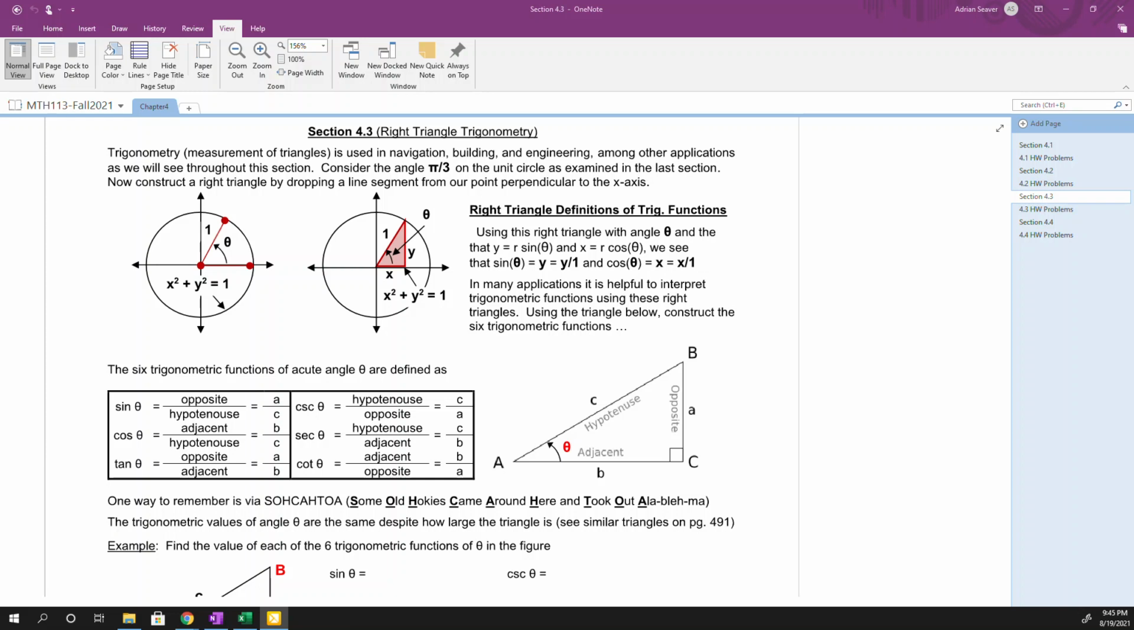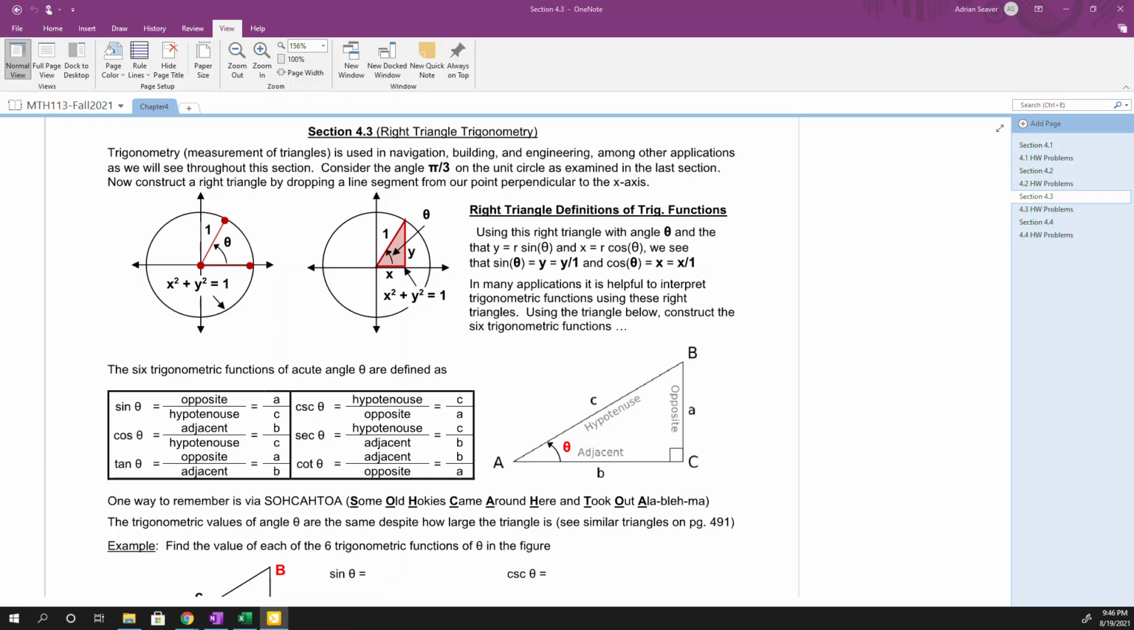In the last section, 4.2, we discussed defining our trigonometric functions, sine, cosine, tangent, etc., under the auspices of the unit circle. So we said the sine of an angle on the unit circle is going to equal the y coordinate of the point on the unit circle. The cosine of the angle would be represented by the x coordinate of that point on the circle. So another way we can define these trigonometric functions is through right triangles.